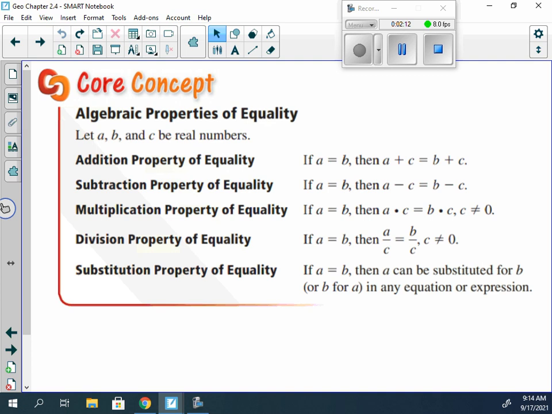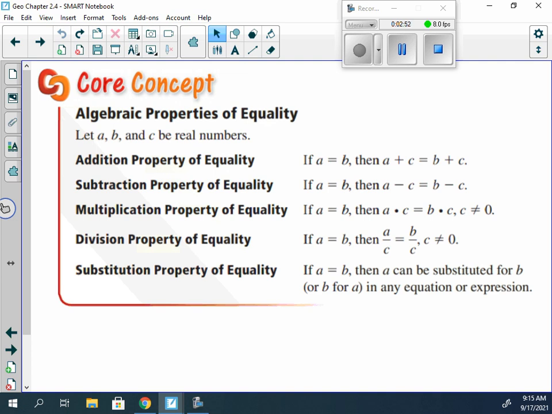Because addition property of equality says I can add the same thing. Subtraction property of equality says I can subtract the same thing. The multiplication property of equality: if A is equal to B, then A times C is equal to B times C. I can multiply the same thing on both sides. The division property of equality: if A is equal to B, then A divided by C is equal to B divided by C. We can divide the same thing on both sides. And the last one is the substitution property of equality. If A is equal to B, then A can be substituted for B, or B for A in any equation.